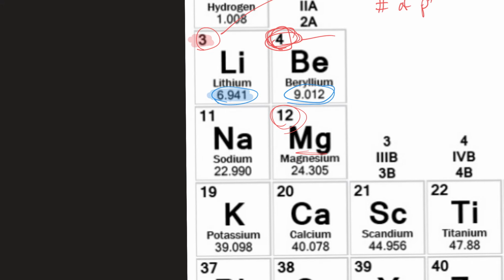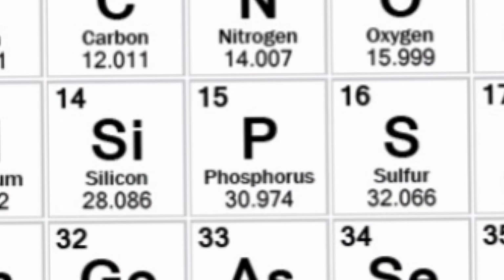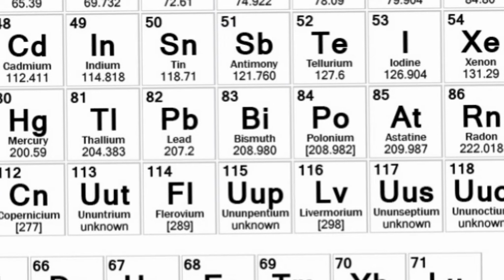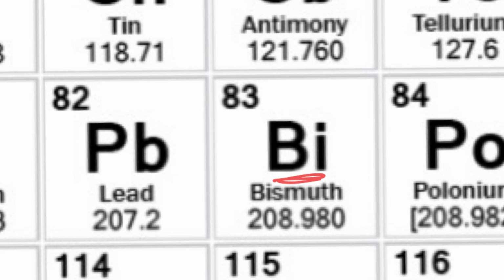All right, we could go to the other side of the periodic table. We have phosphorus. Its atomic number is 15. So it lets us know there are 15 protons in the atom of phosphorus. All right, we could go lower. We have bismuth. Same idea. The atomic number is here, the non-decimal number, and the atomic number is 83. So we could easily conclude that there are 83 protons in the atom of bismuth.